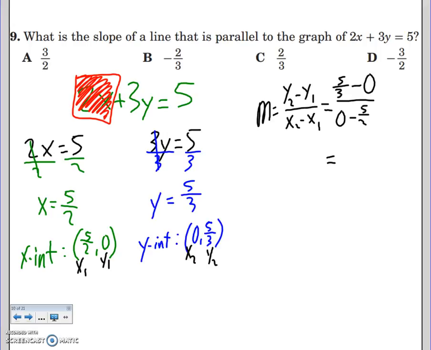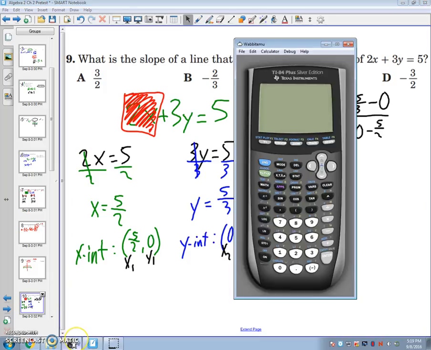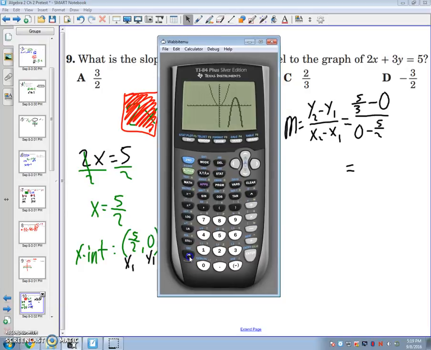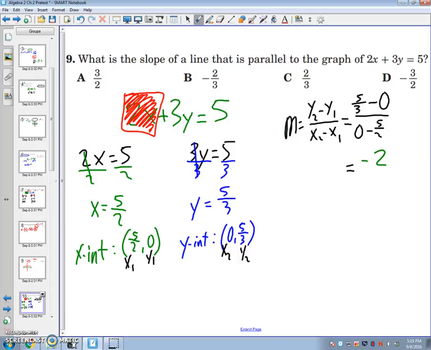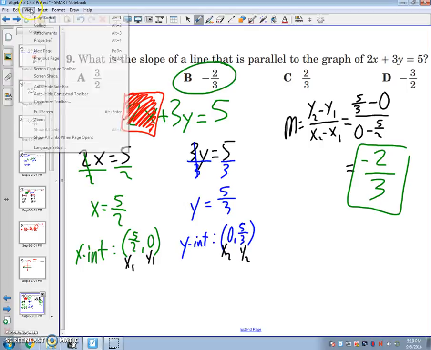Now I'm going to use a calculator for this. So here's a calculator. I'll just put it in. It's a fraction. Inside of the first thing is also a fraction. 5 over 3 minus 0. Bottom is 0 minus a fraction, 5 over 2. Enter. I get negative 2/3. That's the answer. It is B. 9 is B. Good.